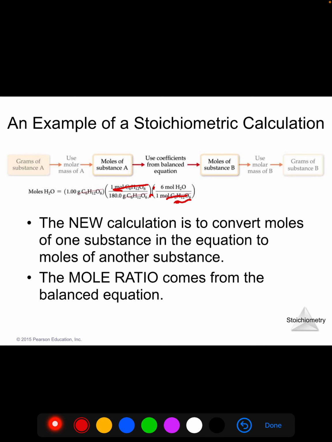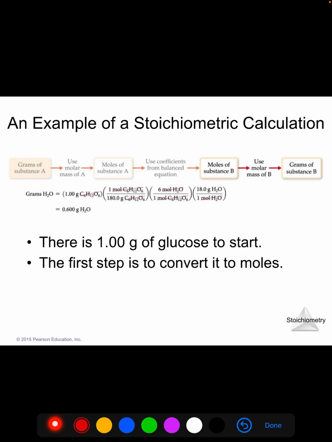So now I need to go back and convert from moles of water to grams of water. But you can see 1 times 6 divided by 180 would end up with the moles of water produced by a single gram of sugar. And that's where this mole ratio is so important for answering questions about these reactions.